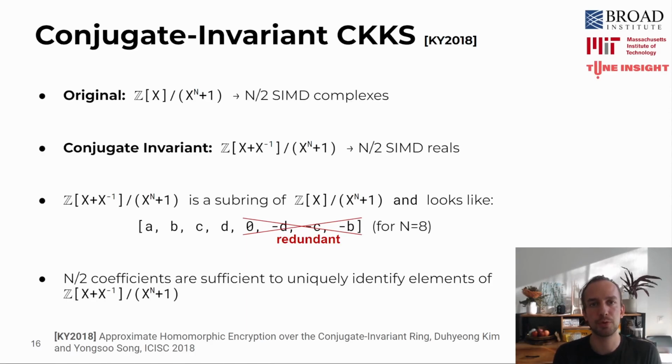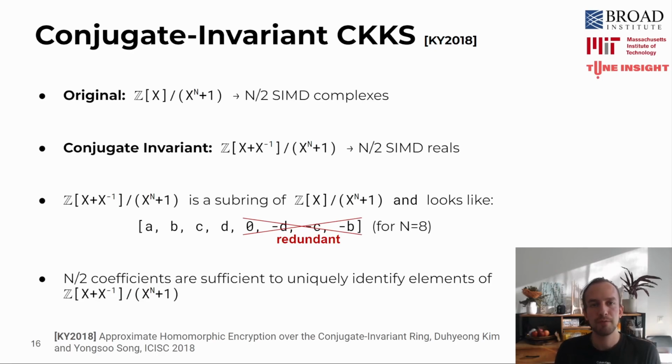I will now introduce the conjugate invariant CKKS. This is a work that was published in 2018, and it seems it still hasn't caught the eyes of many. The goal of Kim and Song was to address the fact that in most applications, half the slots are wasted, because they do not need to make use of the imaginary part, and this imaginary part also tends to blow up during large depth computations requiring frequent cleaning.